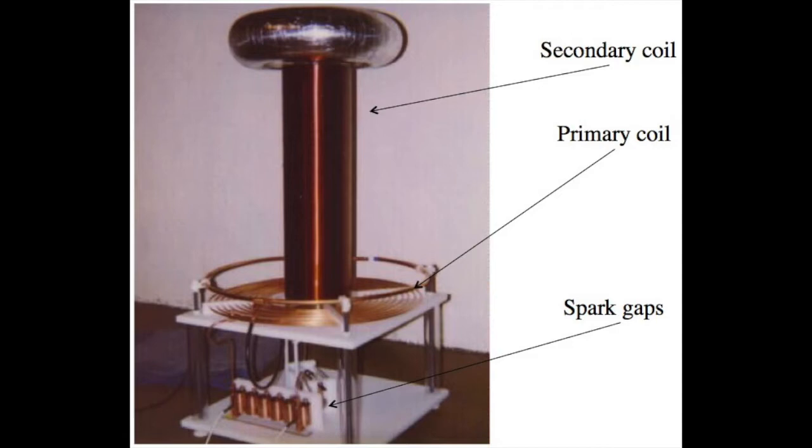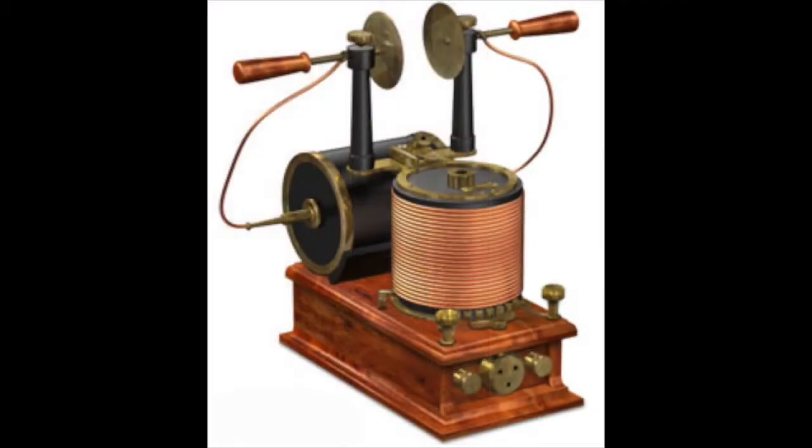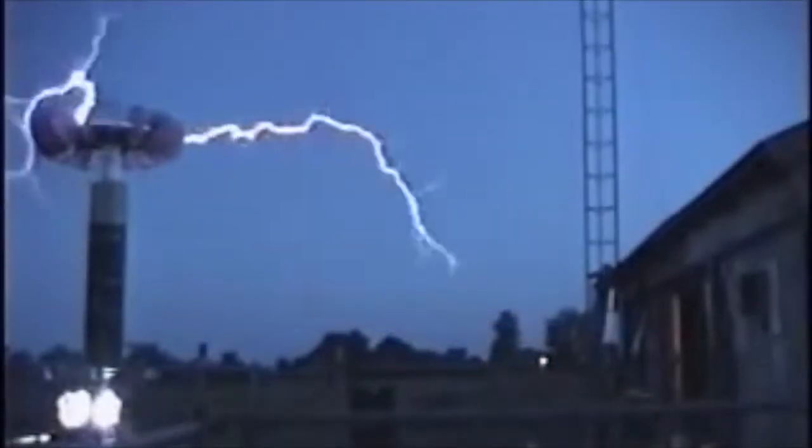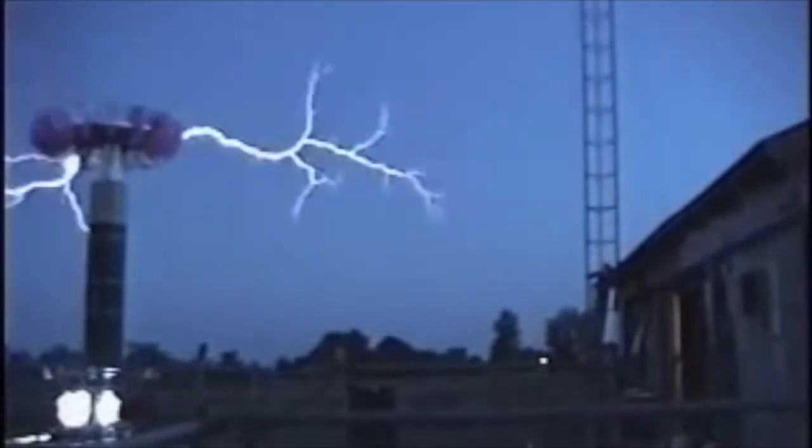The two coils and capacitors are connected by a spark gap, a gap of air between two electrodes that generates a spark of electricity. Essentially, the Tesla coil is two open electric circuits connected to a spark gap.